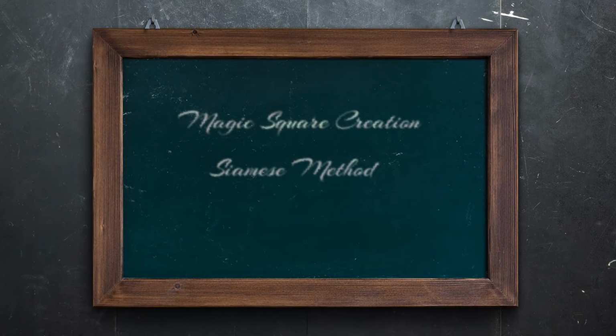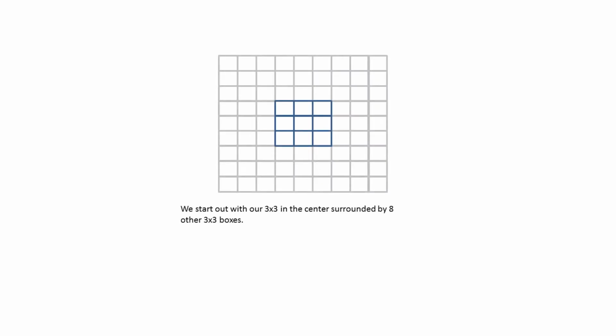For this lesson, we're going to look at the creation of a numeric magic square using the Siamese method. If you'd like to follow along, please get out a piece of paper and pause this while you do. We're going to start out with a 3x3 box in the center, but we're going to surround it with 8 other 3x3 boxes.